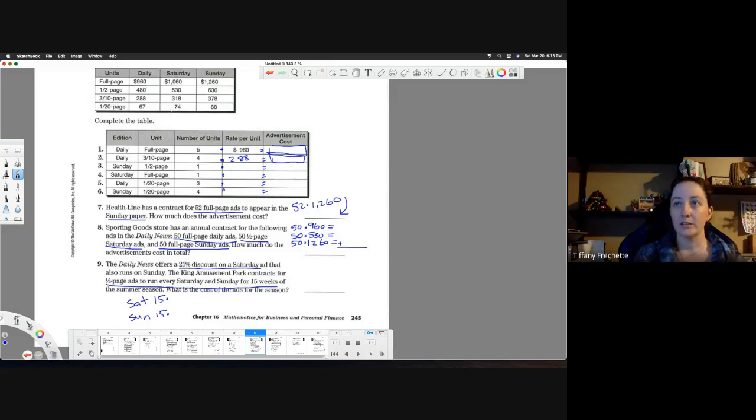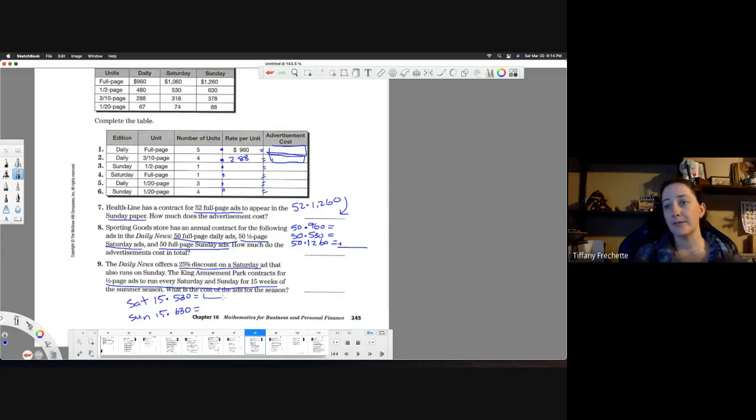So we have to get our total from our column up here. We're going to go to Saturday, we're going to go to half page ads, and we're going to write our amount there, right? So that's the 530. And then for Sunday, we're going to go over to Sunday, and they're also half page ads on Sunday. So that's 630. So they're $100 more on Sunday. So we can get our two totals.